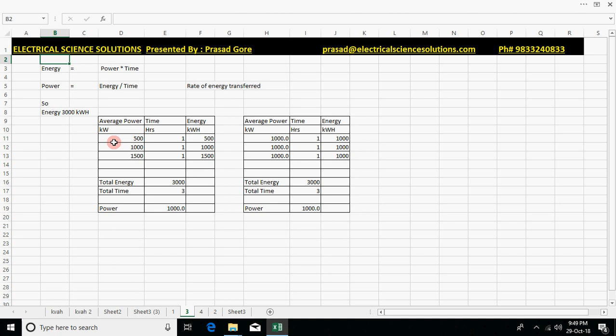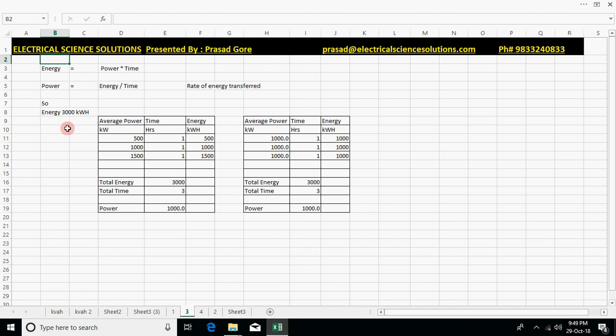Let's understand this. We are all basically interested in knowing energy. Generating stations are just converting one form of energy into electrical energy, so energy is the main part that we are going to look into. Then what is the significance of power? By definition, power is the rate at which energy is transferred, so power is energy divided by time.